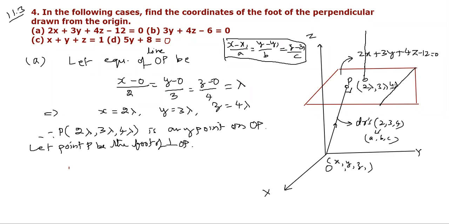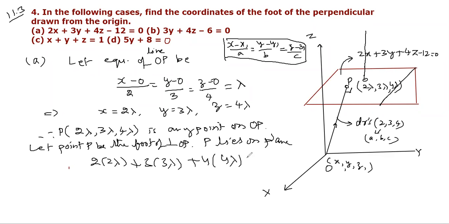So it will satisfy the equation of the plane. Therefore, P lies on the plane, so we can put the values of P in the plane. So 2 into 2 lambda plus 3 into 3 lambda plus 4 into 4 lambda is equal to 12, and solve it. We get the value of lambda. We have to find the foot of the perpendicular, so you can put the value of lambda in this point and you will get the answer. We have less than 1 minute, so we will continue this question in the second part.